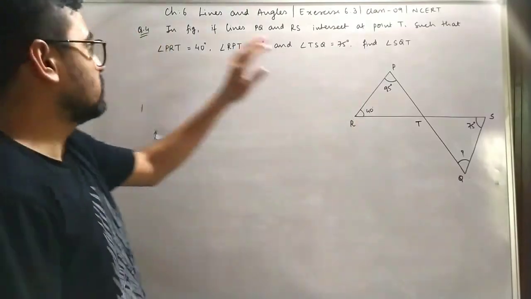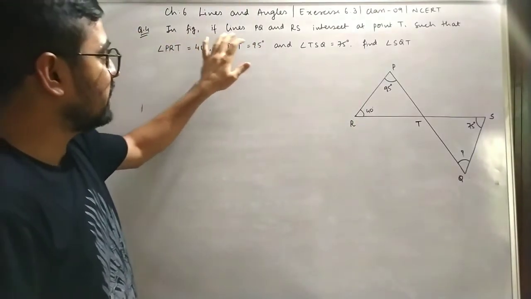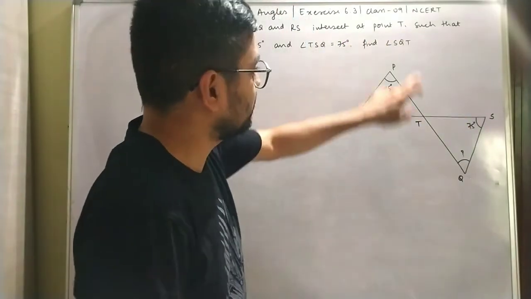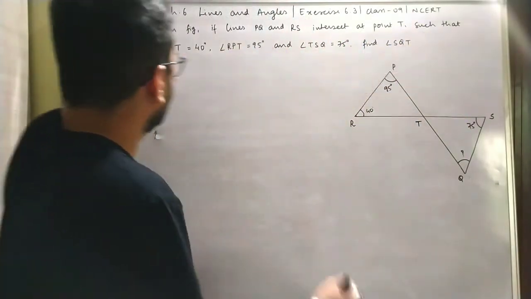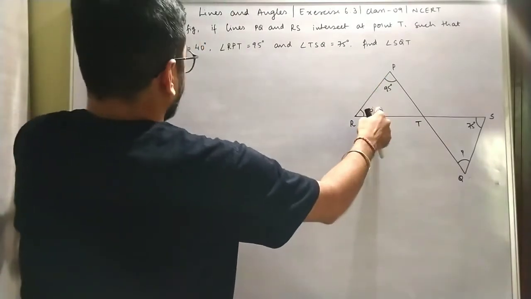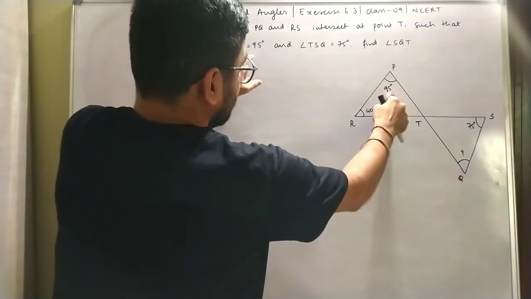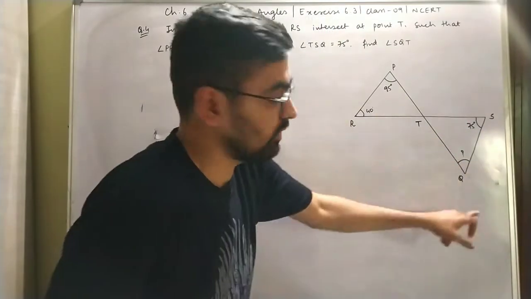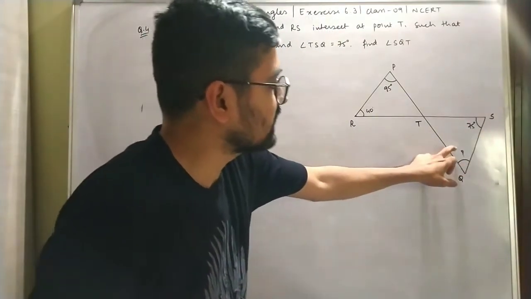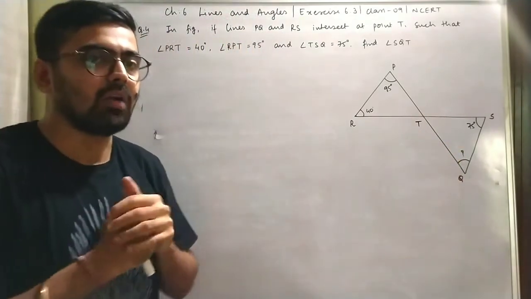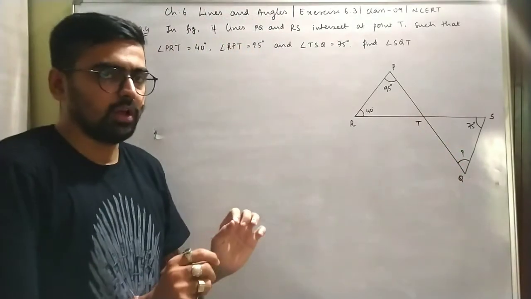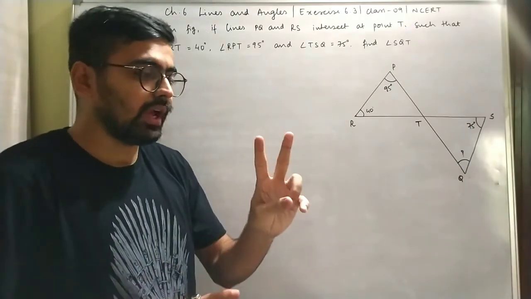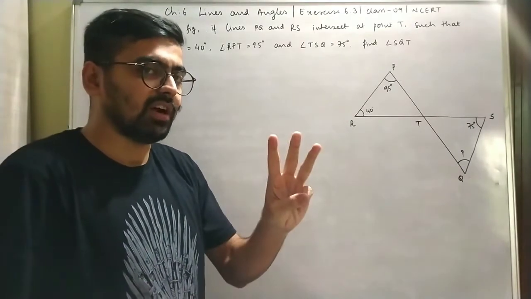Now let's have a look at question number 4. In the figure, if lines PQ and RS intersect at point T such that angle PRT is 40, angle RPT is 95 and angle TSQ is 75, then we want to find angle SQT. We are supposed to find this angle. Now how can we do that? Again, this particular problem is very simple. I told you, if you know two angles in a triangle, you can find the third angle very easily.